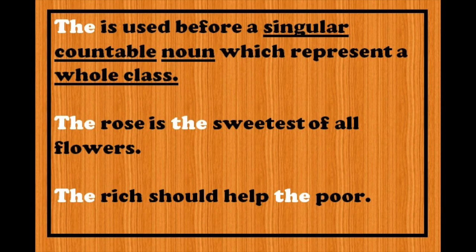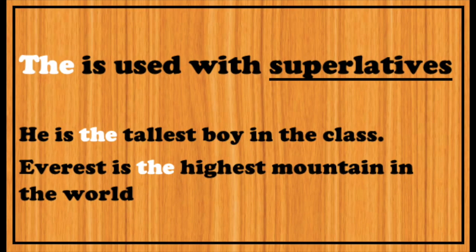Okay. Then, the is used with superlatives. He is the tallest boy in the class. Everest is the highest mountain in the world. We know there are 3 degrees: positive, comparative, and superlative. Great, greater, greatest. Tall, taller, tallest. Tall is positive, taller is comparative, tallest is superlative. So here before superlatives we should use the.